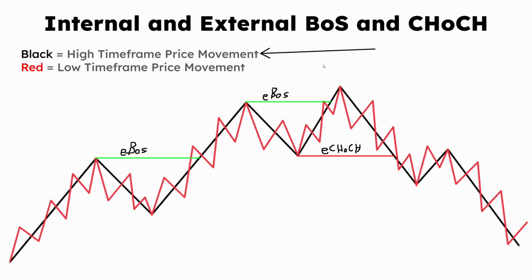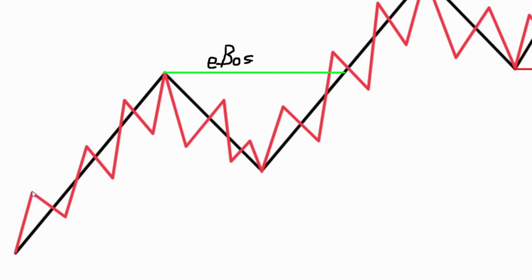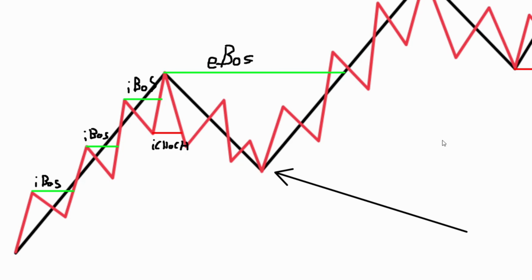But now, and this is very important, we also of course have break of structures and change of characters on the lower time frame as well. You can for example see that right here the low time frame breaks to a new high. So this is an internal break of structure. Here we have another internal break of structure, and here we have another one. But what happens here? Well, at this point we can see that the low time frame can no longer maintain the uptrend. So here we have an internal change of character. And this internal change of character is the beginning of a short downtrend on the lower time frame.